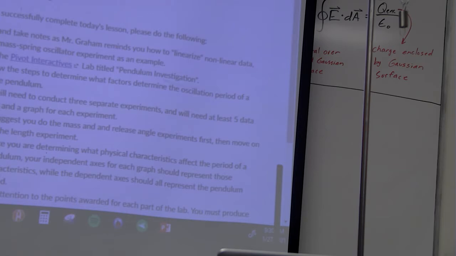Understand that on the AP exam, I can't guarantee it, but you are very likely to have an FRQ where you're going to have to linearize data. They're going to give you a table of data. You're going to have to plot it, recognize it's not linear. You're going to have to linearize it, and then come to some conclusions based on that linearization.